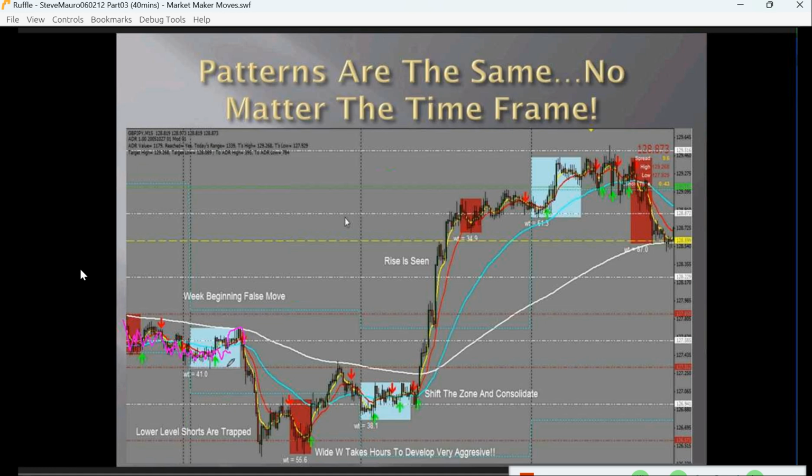Pins the mayonnaise to start the week with an aggressive move to the downside. He now has lower level shorts trapped. He quickly snatches it away, 25 to 50 pips off the level. Now, draw a line here. The dealer goes back to the level.